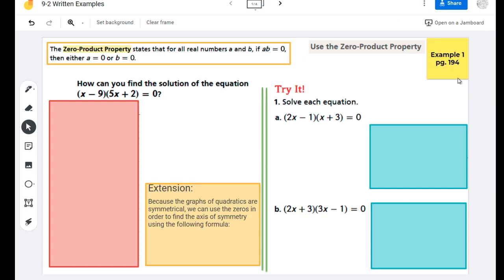In today's video, I'm covering example 1 from section 9-2 in the SavvasRealize Algebra 1 textbook. The goal of today's video is to use the zero product property.